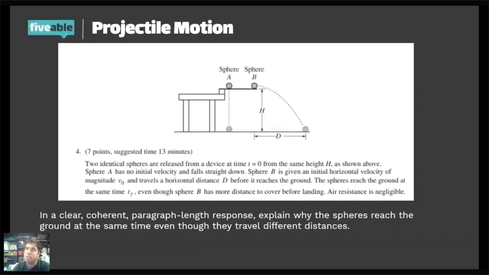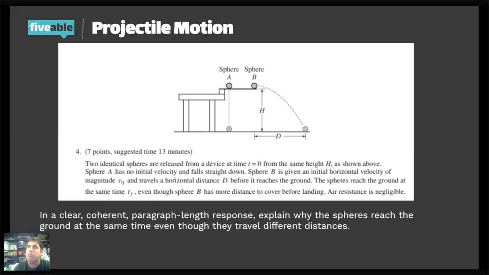Sphere A has no initial velocity and falls straight down. Sphere B is given a horizontal velocity of magnitude v naught and travels a horizontal distance d before reaching the ground. The spheres both reach the ground at the same time, tf, even though sphere B has covered more distance before landing. And again, those wonderful words there, air resistance is negligible. We get to ignore any effect the air has on there.